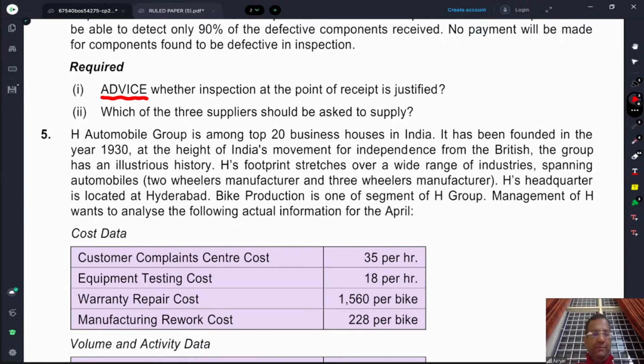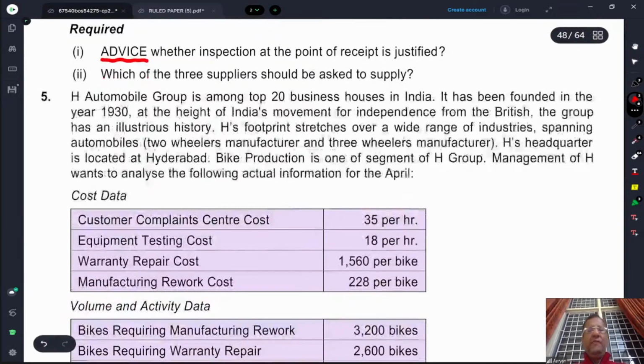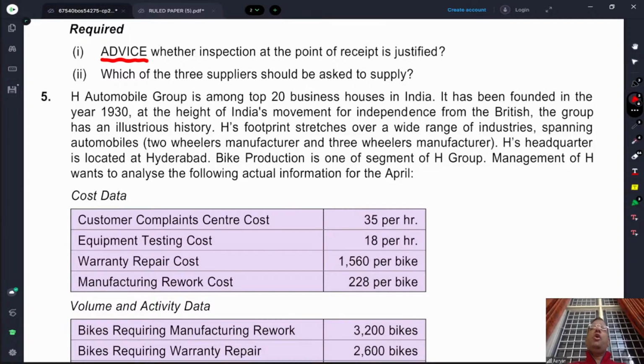Clear है बेटा? चलिए. So एक अच्छा क्वेश्चन था ये वाला. So second में आप लिख देंगे which of the three supplier? Definitely the first supplier we will ask to purchase from because the cost of first supplier is the lowest among the three suppliers. Clear बेटा?